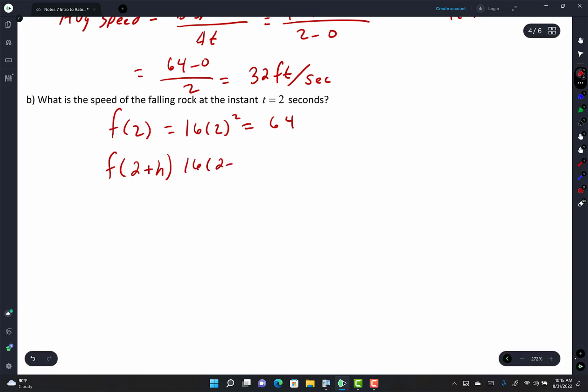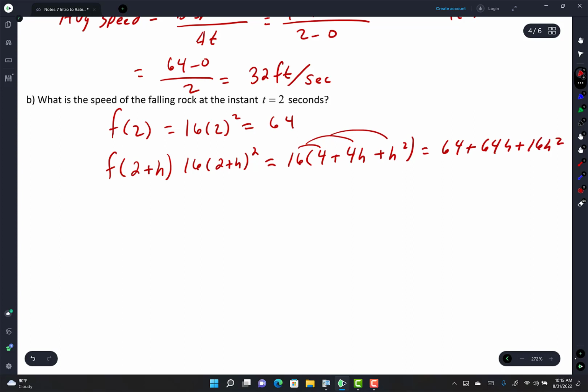16 parentheses, 2 plus h, close it, squared. I'm going to expand it. 16 parentheses, 2 times 2, 4. 2 times h is 2h. You're going to have how many of those? So 4h. Yeah, 2 of those, so 4h. No, you're right. Plus h squared. Let's go ahead and distribute that 16 there like so. So 16 times 4, 64 plus 64h plus 16h squared. Is everyone okay? All right.